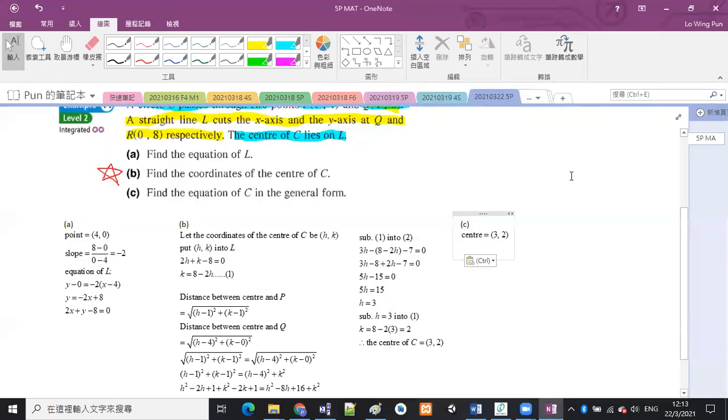Do we have radius? No. Okay, it is not given, but we have already found something about the radius here. Okay, this is distance between the center and P. Distance between the center and Q are the radius. Do you remember this? The radius of the circle C.